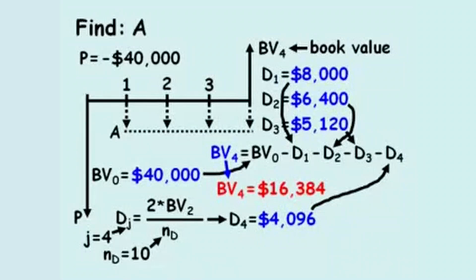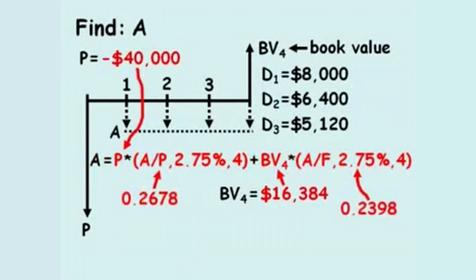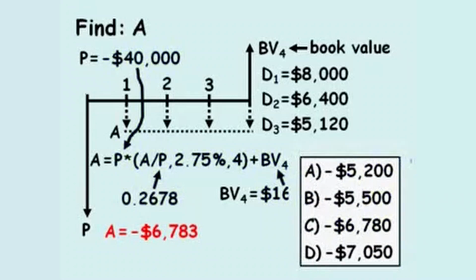Now we can return back to our original equation for A. Plug in the values of P, BV4, and the two discount factors, and the annual amount, A, equals negative $6,783. When reviewing the possible solutions, the answer is C.